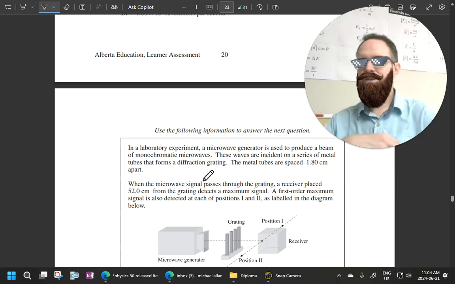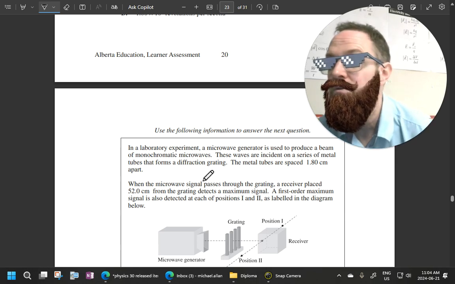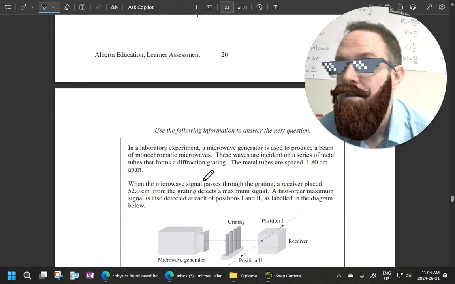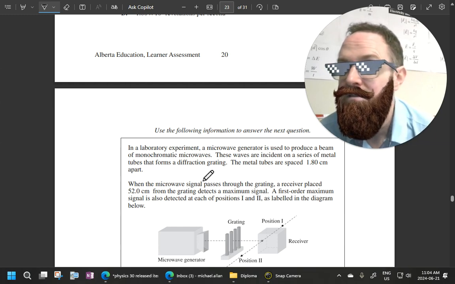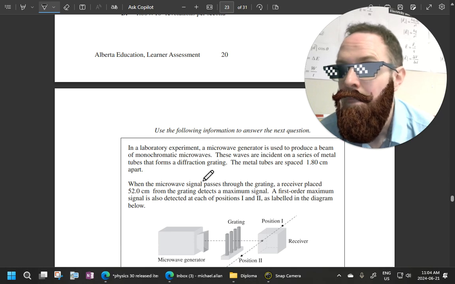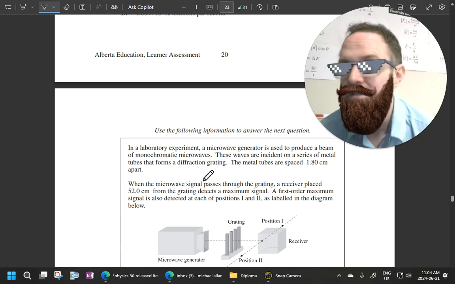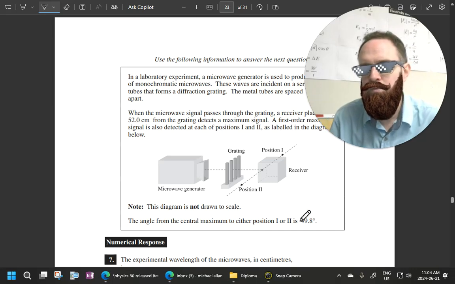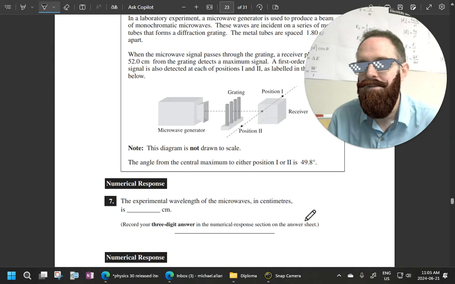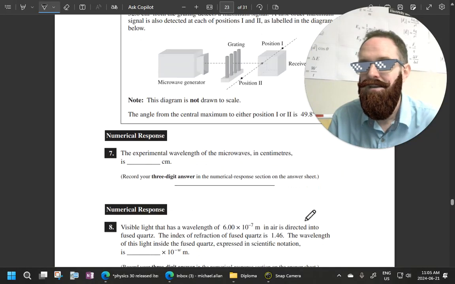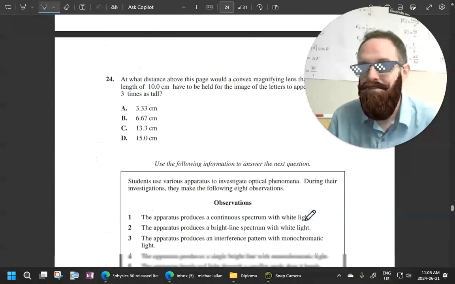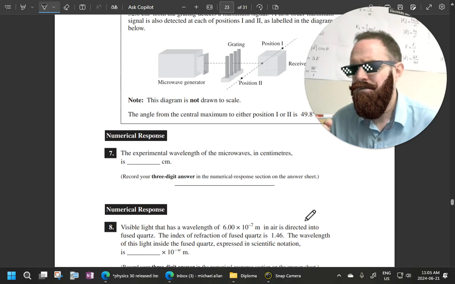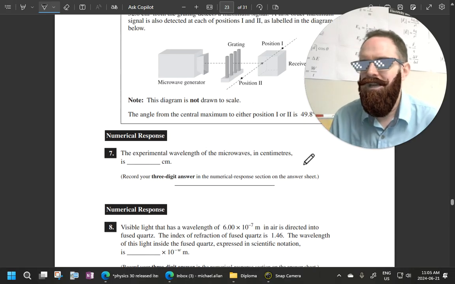All right, so in a laboratory experiment, a microwave generator produced a beam of monochromatic microwaves. These waves are incident on a series of metal tubes. And they have a bunch of distances and a bunch of other things here. Oh, they got an angle, which is way larger than 1 degree. So we're definitely not going to use that small-angle formula, and we don't use that formula, remember? We might use it to help us talk about how things could change, but never use that formula. But they give us an angle, so that's good.